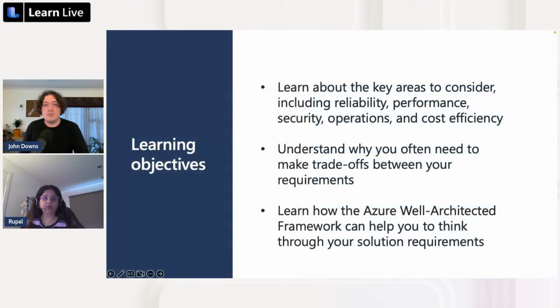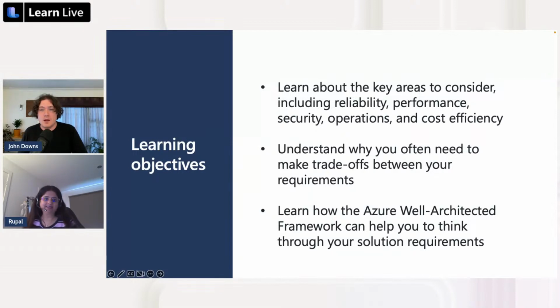In today's session, we are going to talk about non-functional requirements, which we sometimes call NFRs for short. We'll start by introducing what NFRs mean and why you need to think about them early and often as you design and plan your solution for Azure. We'll also introduce the Azure Well-Architected Framework, which helps us to think about these requirements in the context of your own solution. Then we'll talk about some of the most important requirements you need to think about in 5 key areas.